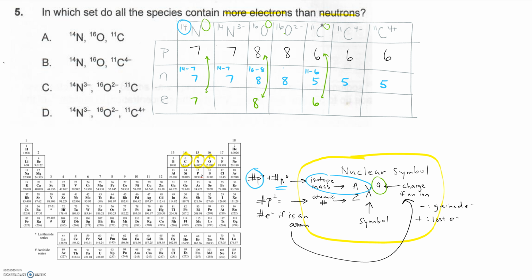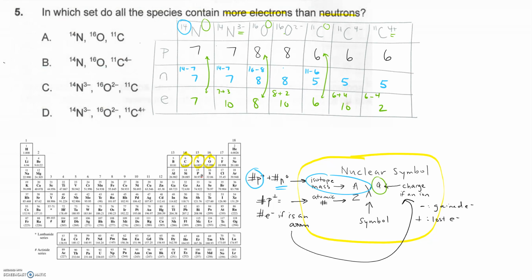Then I can look at my charges. So if I have a 3 negative charge, that means I actually have 3 more electrons, because electrons are negatively charged, than I have of my protons. So it's 7 plus 3, or 10. And then here we have 8 plus 2, 10. 6 plus 4, 10. And finally 6 minus 4, because I have a positive charge. Positive means I've lost 4 electrons, so 6 minus 4 is going to leave me with 2.